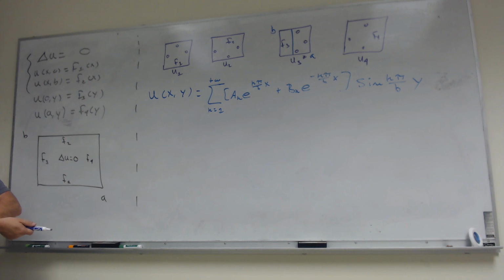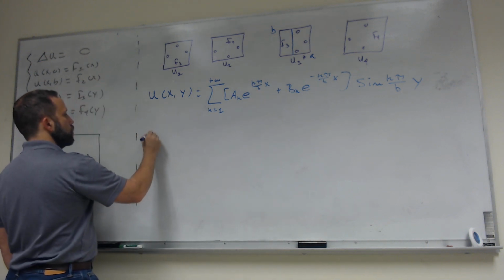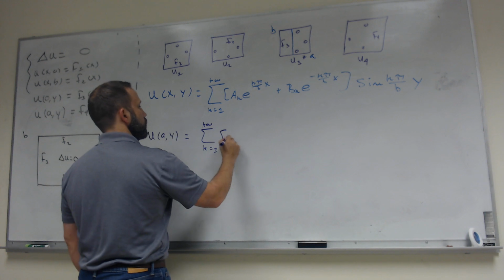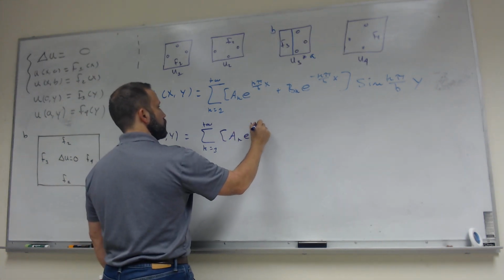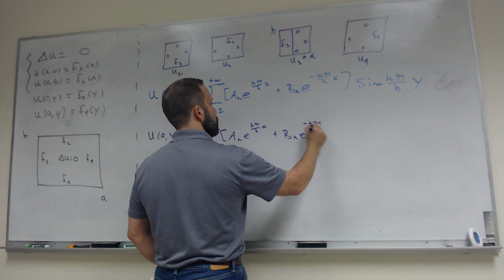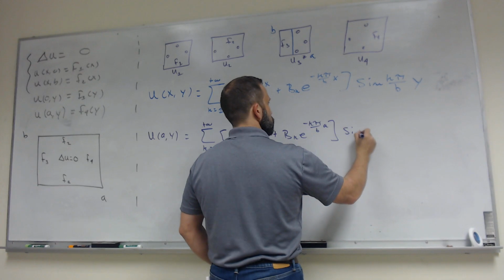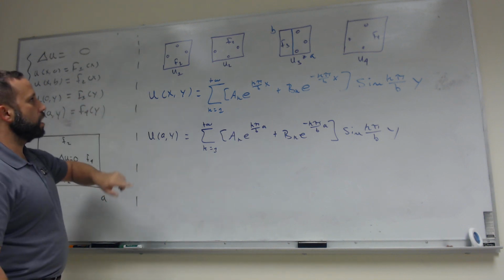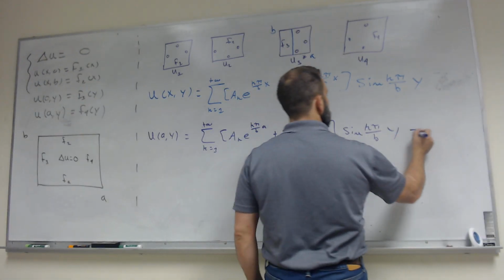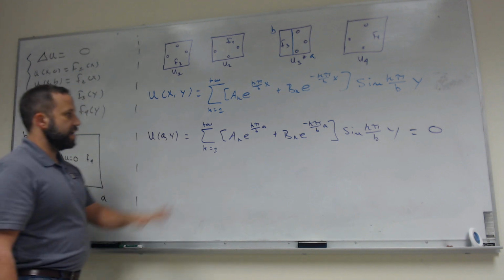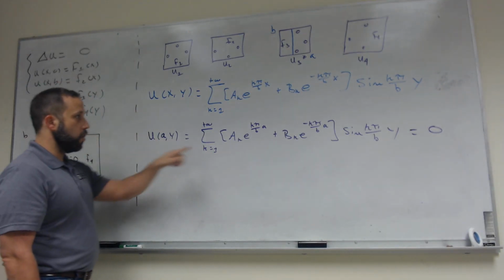Okay, so what we're going to get if we plug in x equal to a, we're going to have u of a y is equal to the sum k equals 1 to infinity of a k e to the k pi over b a plus b k e to the minus k pi over b a, times sine of k pi over b y. And this is equal to 0. Over here, it's equal to 0. This is an a, not a 0. Okay, well, if I have a sine series that's equal to 0, it means these coefficients have to be equal to 0.